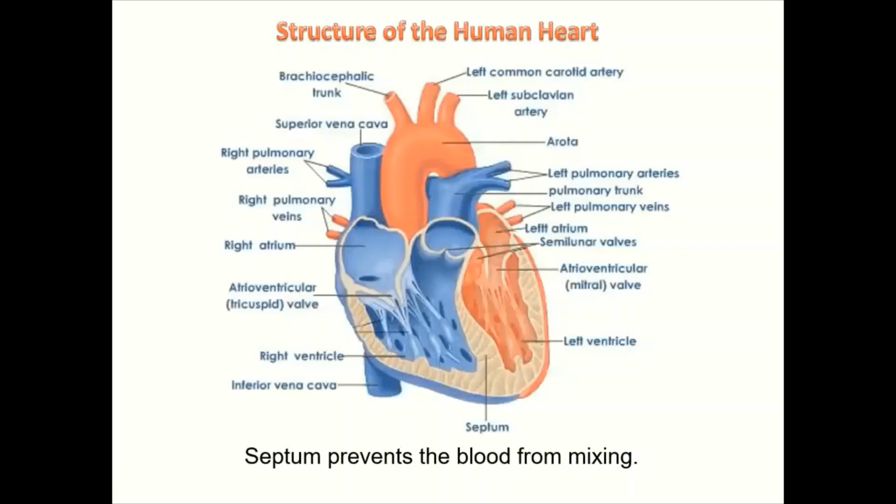So the heart is divided into two halves, the right side and the left side. The structure that divides the heart into right and left is called septum. And this septum prevents the blood from mixing. So the right side of the heart contains the deoxygenated blood and the left side of the heart contains oxygenated blood. They don't mix because of this structure called septum.